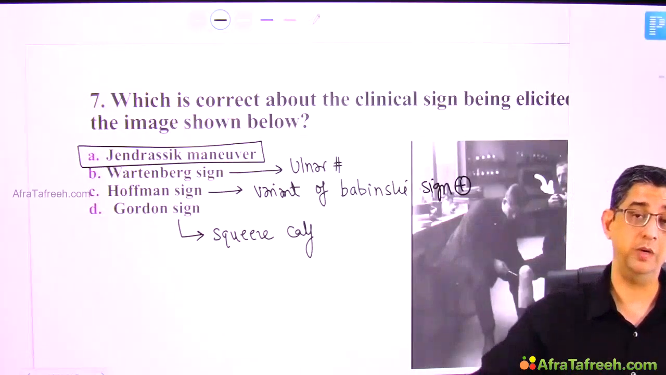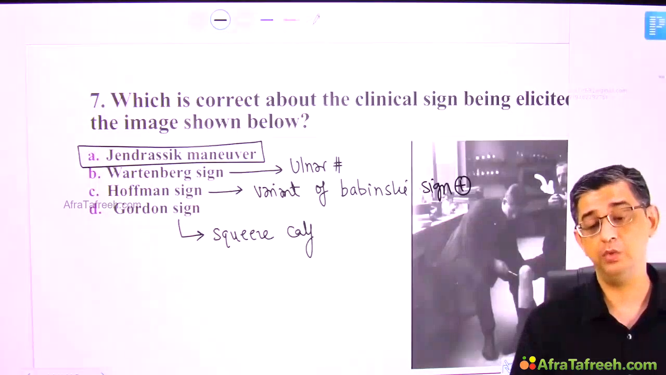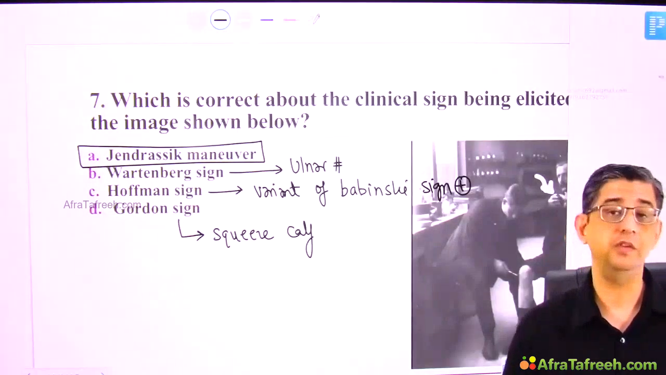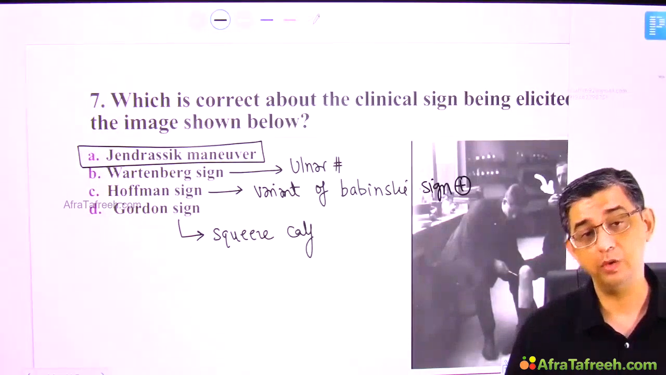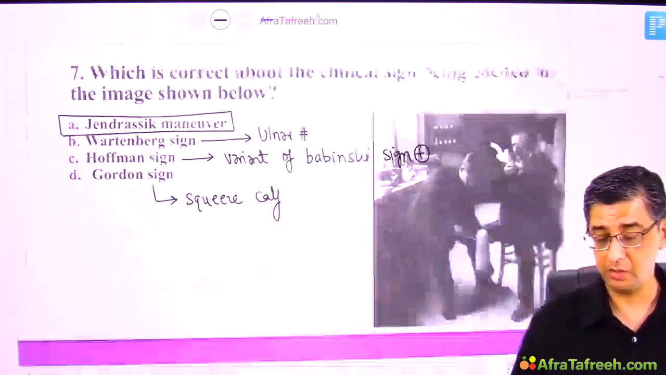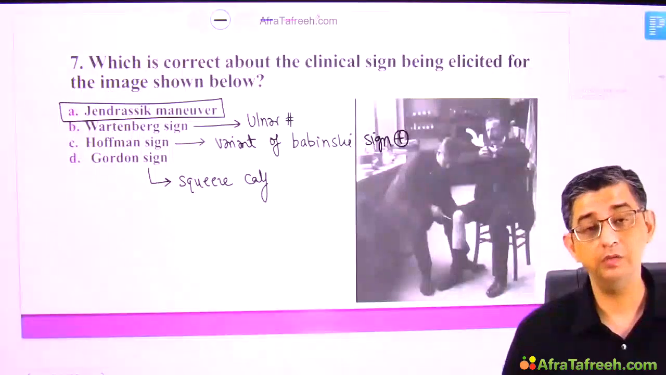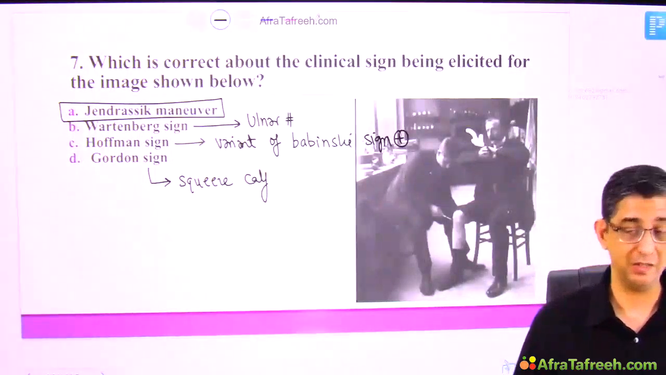You don't need to stimulate the sole of the foot. You can just squeeze on the calf muscle, and you can have dorsiflexion of the great toe and fanning of the smaller toes in the patient. The answer to this MCQ is option number A. The reinforcement maneuver being done is Jendrassik's maneuver.